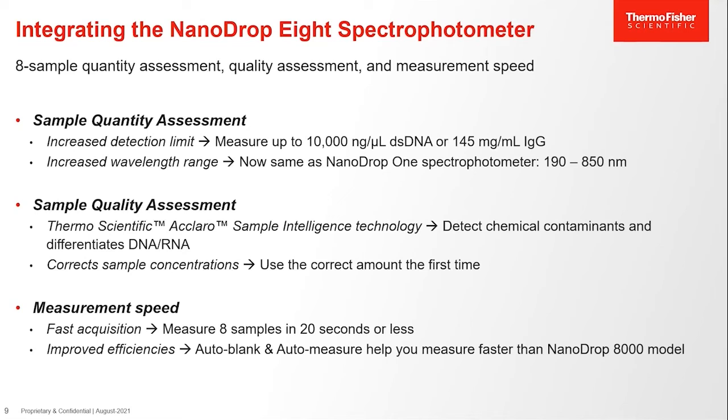Improving on measurement speed, you can measure 8 samples in about 20 seconds or less. And there's some other improved efficiencies as well with the auto blank and auto measure feature so that you can measure your samples much faster than the outgoing NanoDrop 8000 model. All of this leads you to be able to measure a 96 well plate in under 6 minutes.